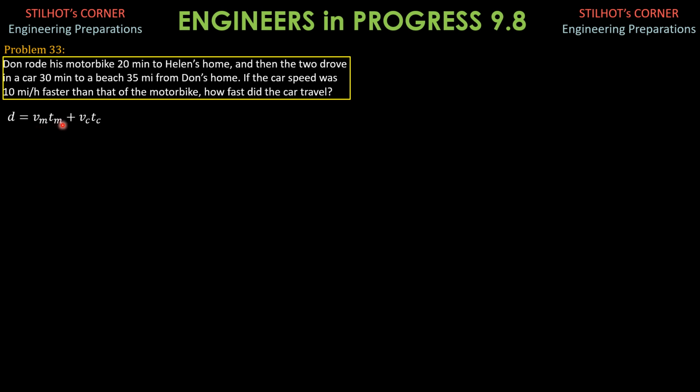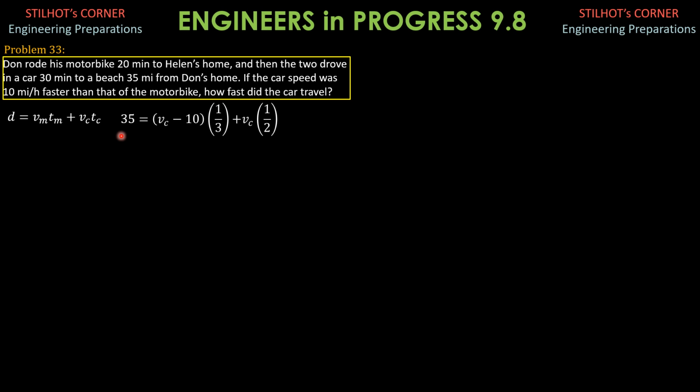Since the car speed was 10 miles per hour faster than that of the motorbike, the motorbike speed would be the speed of the car, denoted here by V sub c, minus 10. So d, 35, equals quantity V sub c minus 10. Let's just make V sub c the unknown. So V sub c minus 10 times time, which is 1/3 hour, since 20 minutes is 20 divided by 60, then plus V sub c times 30 minutes, which is 30 over 60, or 1/2 hour.